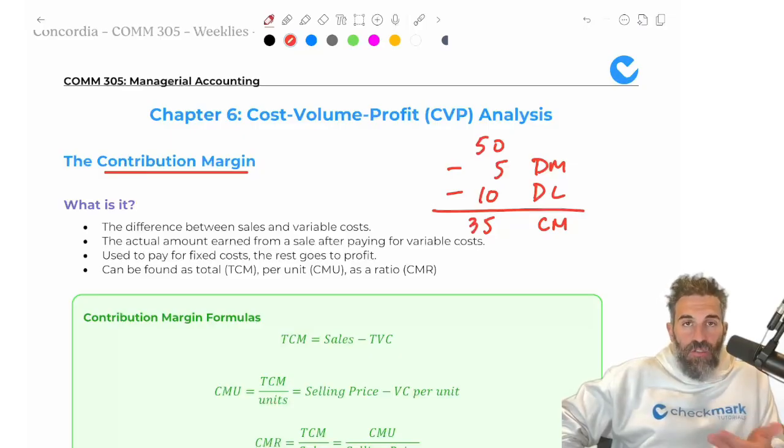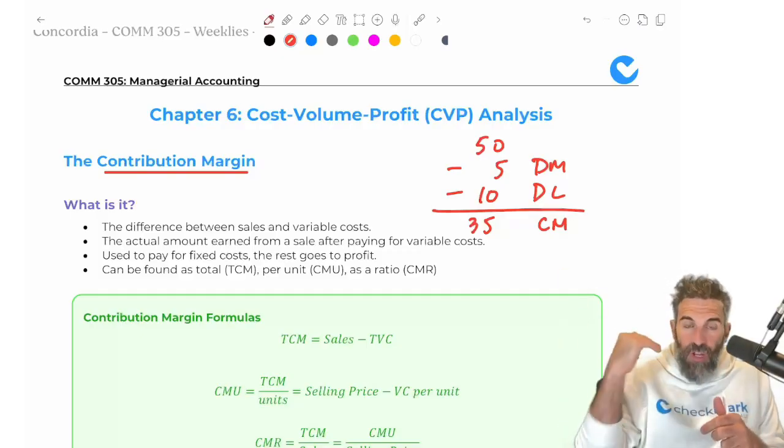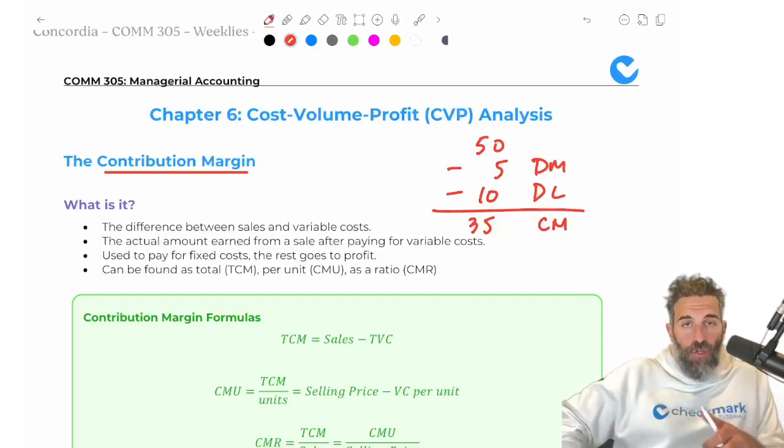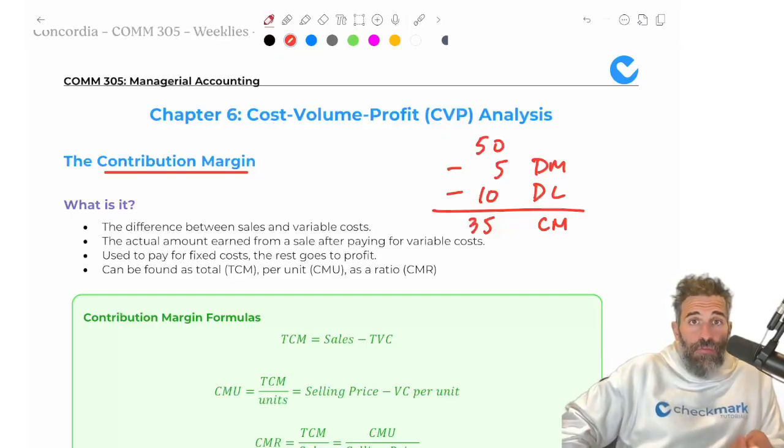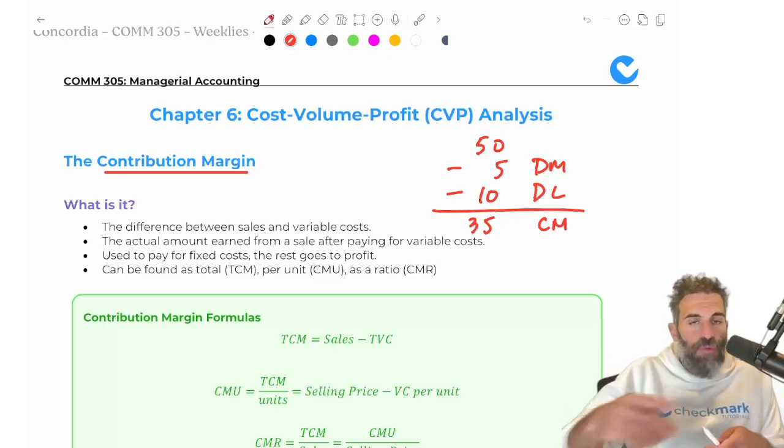So every time I sell a t-shirt, there's $35 coming in, not $50. Because yes, $50 comes in, but then right off of that, we lose $15 to the variable cost. I cannot make a t-shirt without spending $5 on material. I cannot sell a t-shirt without spending $10 on labor, okay? So very important to understand that because moving forward, this is going to be the main thing.